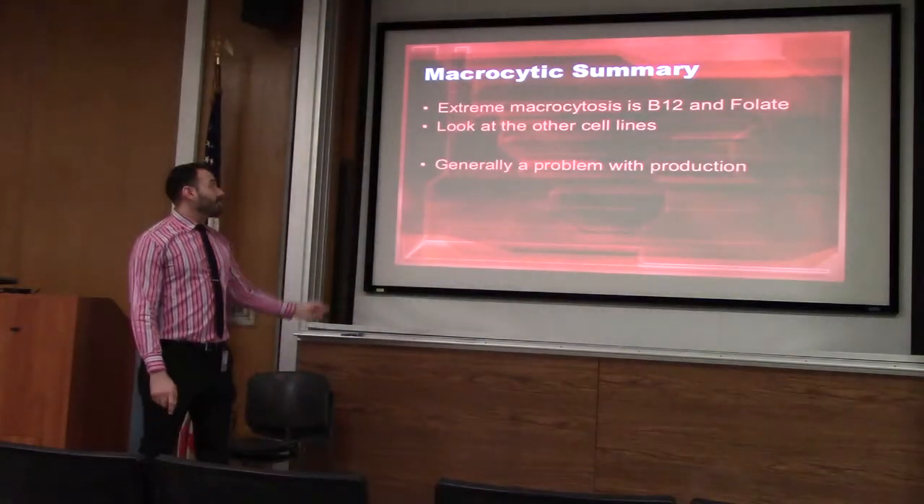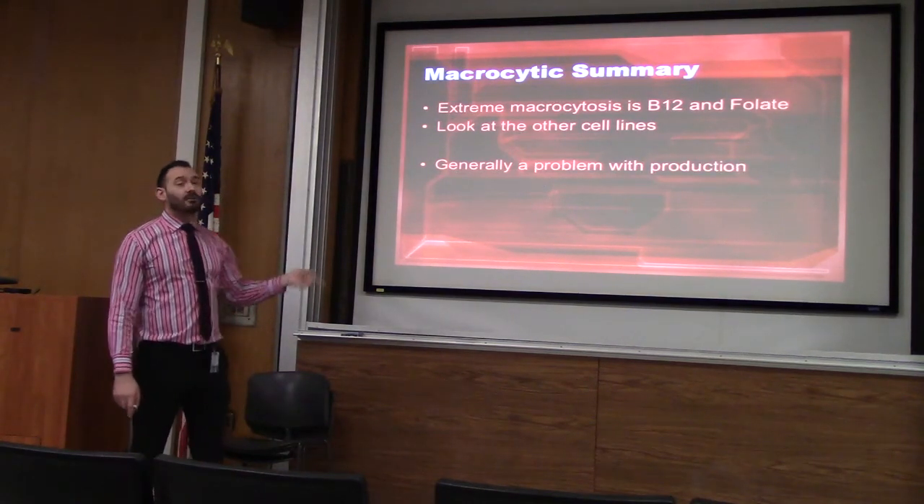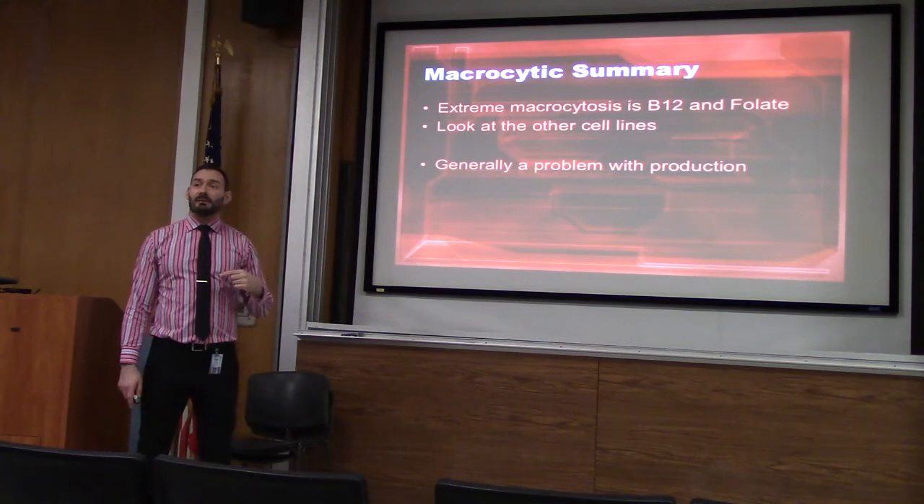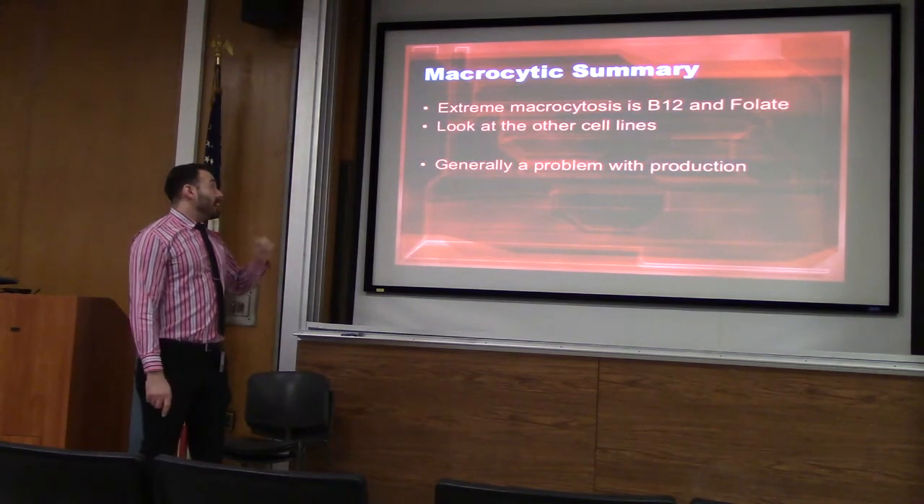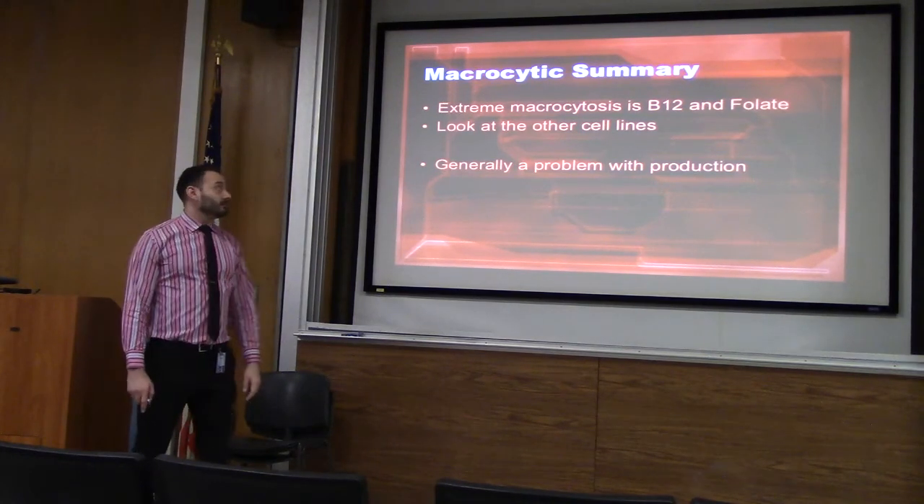So in summary, macrocytic anemias, extreme macrocytosis is almost always B12 and folate, and look at the other cell lines to determine whether there's some myelodysplastic process at play. Macrocytic anemias, in general, are a problem with production of red blood cells.